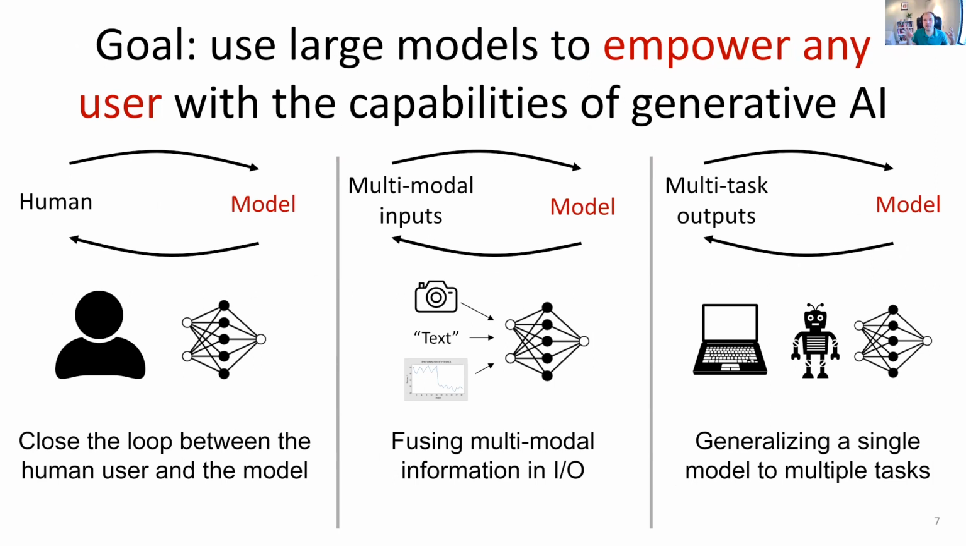The outline of this talk is that I'll be separating these 3 challenges. I'll describe in detail one paper related to each one of these main challenges. First, I'll be talking about the ChatGPT for robotics paper. It's very much about how we can close the loop between the human user and the model itself.